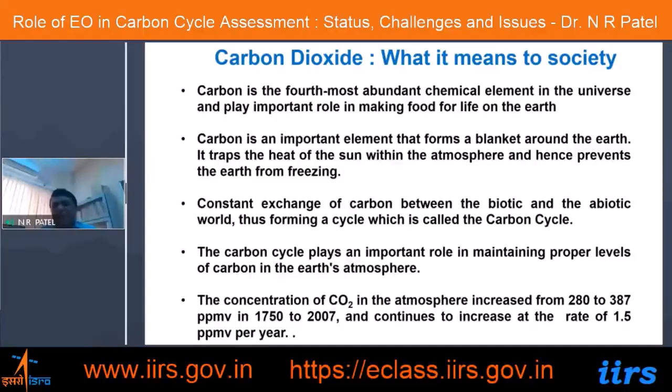So in a general way, the carbon cycle is simply the constant exchange of carbon among different reservoirs, biotic or abiotic. Different reservoirs means it may be the biosphere, I mean land, it may be the ocean, it may be the atmosphere, it may be the hydrosphere.